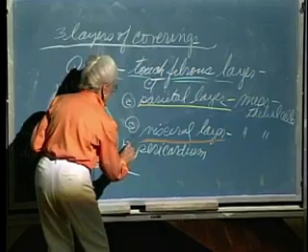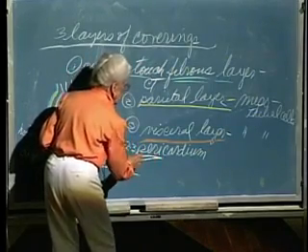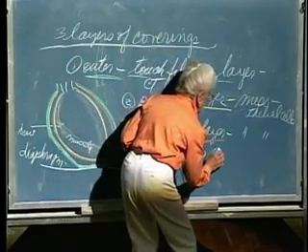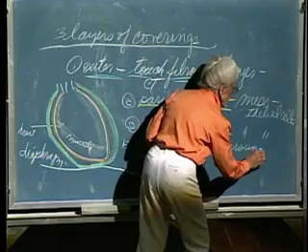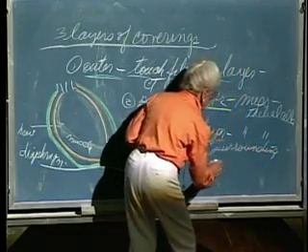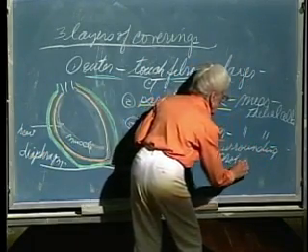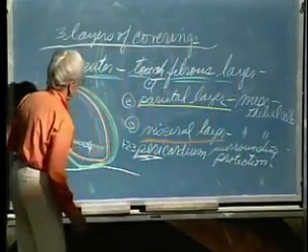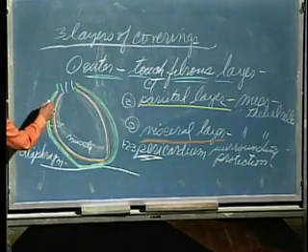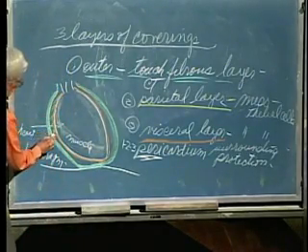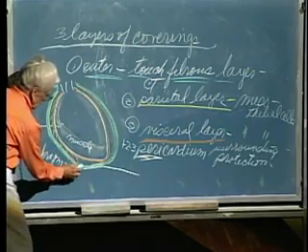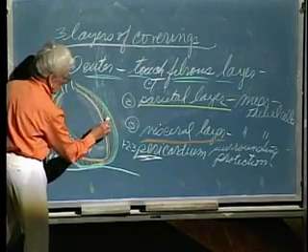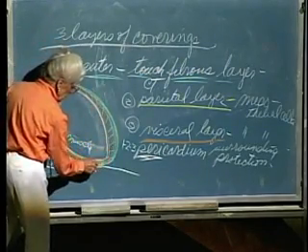So 1, 2, 3. Peri means around. So they make up the pericardium surrounding the heart. More protection. And we have between the parietal layer and the visceral layer, what do we call the area between the parietal layer and visceral layer? Pericardial cavity.